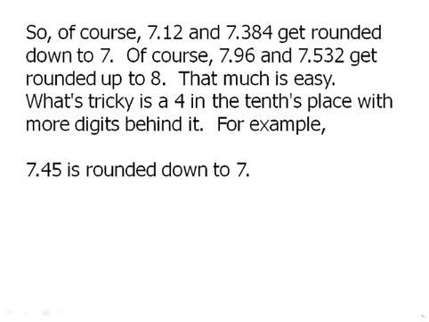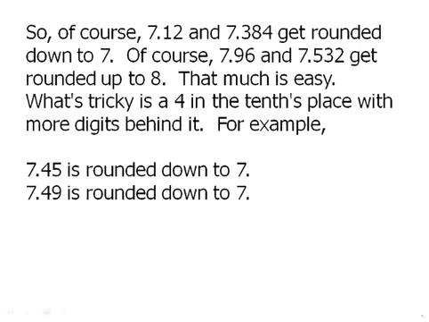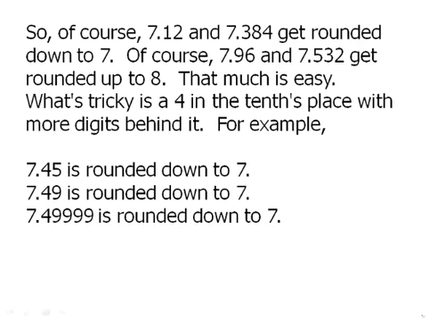7.45, that has a 4 in the tenths place, so that gets rounded down to 7. 7.49 gets rounded down to 7. 7.49999 gets rounded down to 7. Now this starts to confuse people because people look at that and they say, well, gee, 7.4999, that's essentially 7.5. But we have to be very careful here.